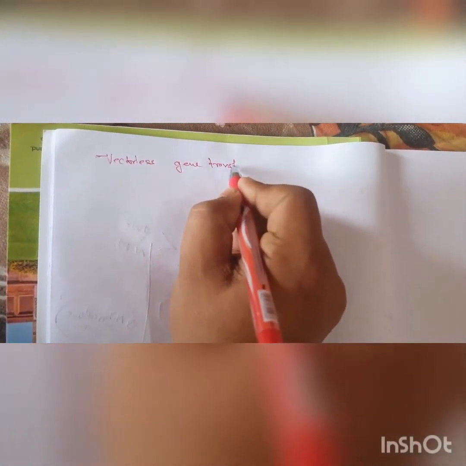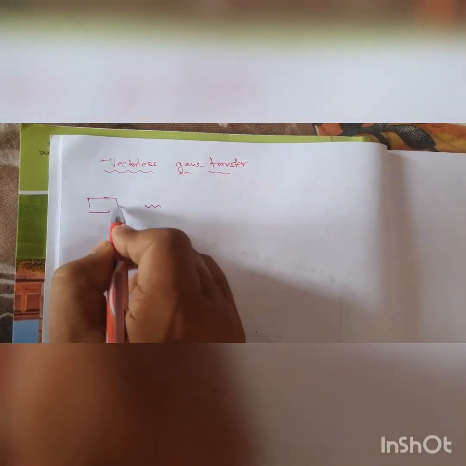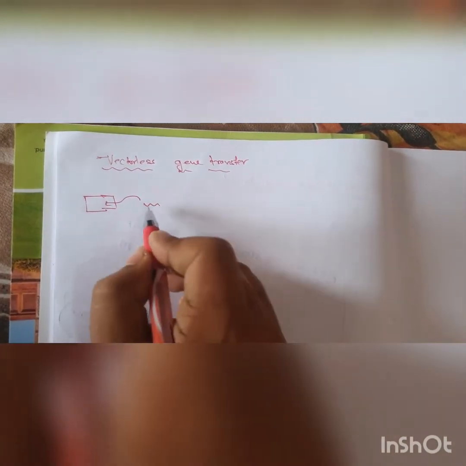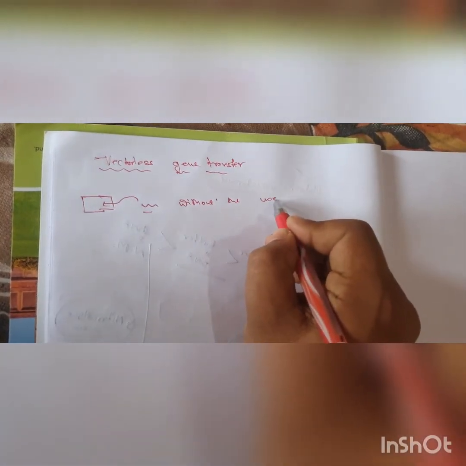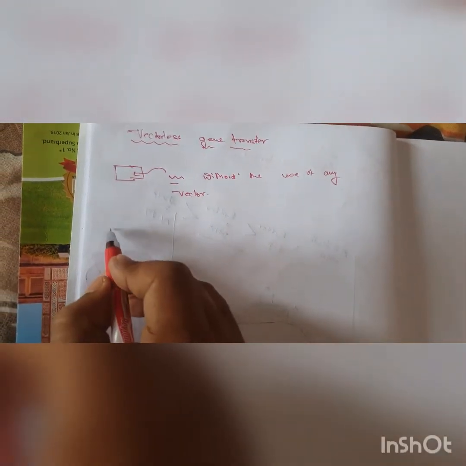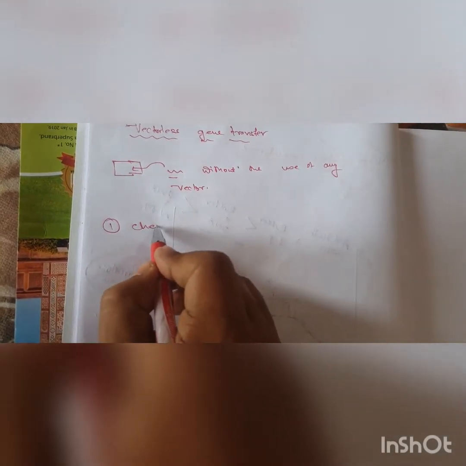Okay, our next topic is vectorless gene transfer. Now, what is vectorless gene transfer? It means if there is a target DNA and a cell in which you want to put the DNA, you want to put the gene without the help of any vector, without the use of any vector. Now, how can you do it? You can do it by 4 methods. Number 1, chemical method.